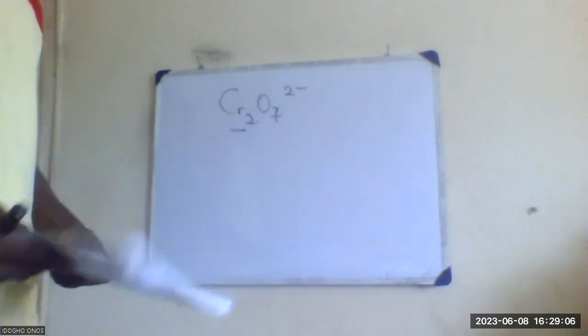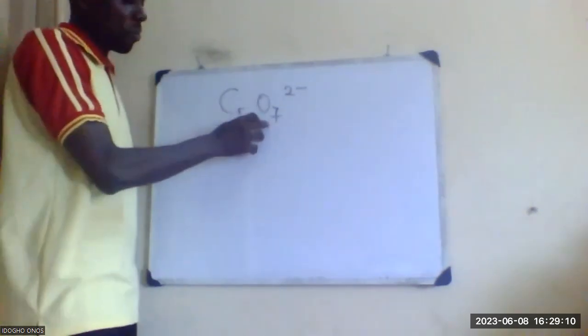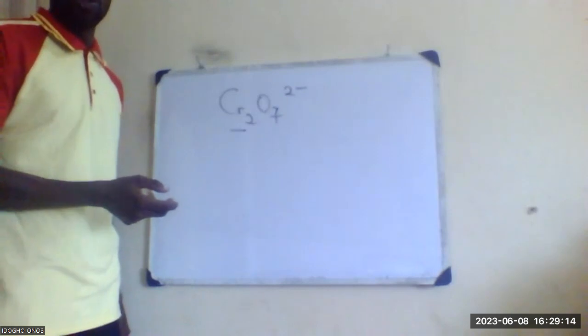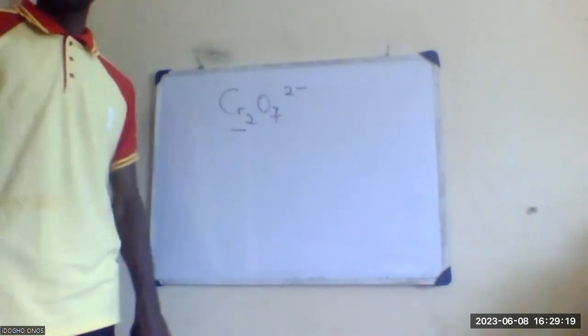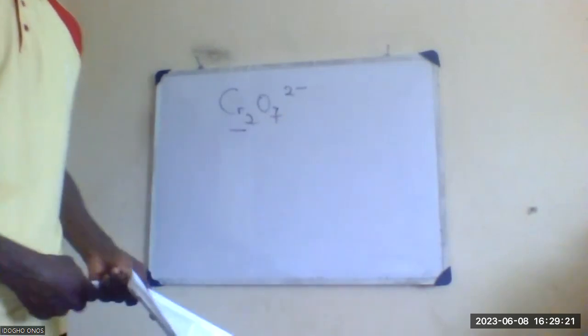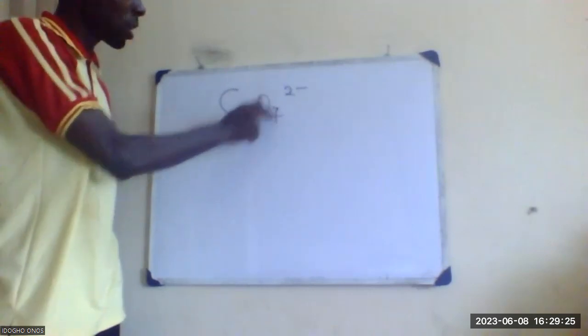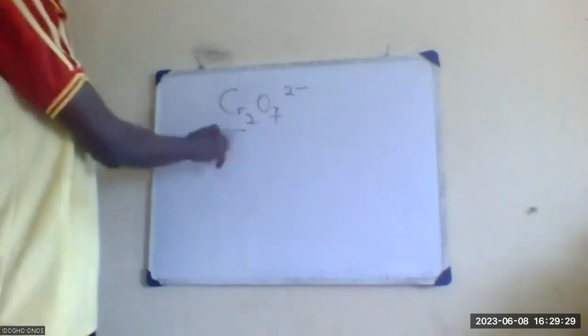It's not plus 7. Two times 7 is 14, 14 minus 2 is 12, 12 divided by 2 is 6. The answer is plus 6, sir. Cr2O7 with minus 2 charge. Yeah, so this is plus 6.